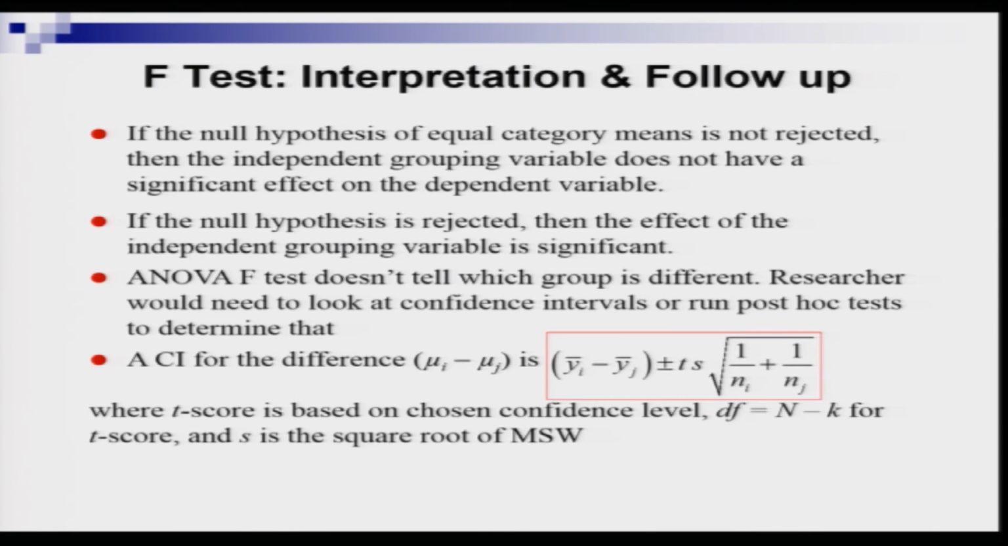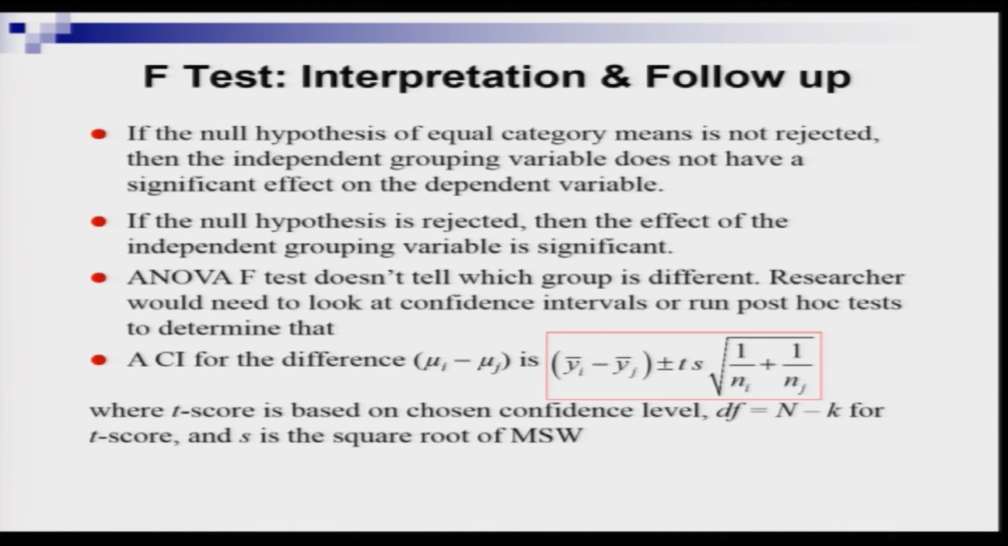If the null hypothesis of equal category means is not rejected, or the other way round, if you cannot reject your null hypothesis, then what should be the inference drawn from that result? In that case you can infer that this independent grouping variable does not have any significant impact on the dependent variable y.